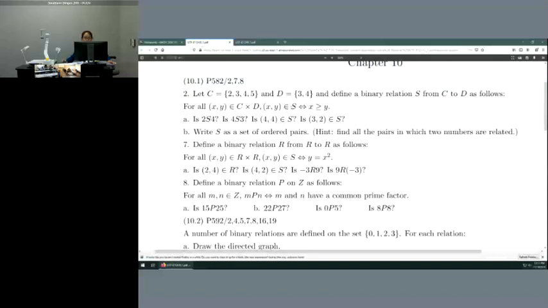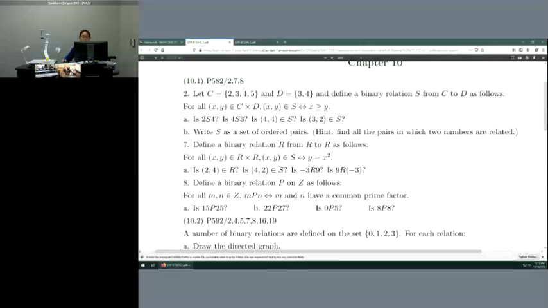Because they use the S to describe the relation. By the way, the binary means 2. You can talk about 3 people, 3 numbers, whether they're related. But for lower level math, we don't. We just talk about 2. That's why we call it binary relation.